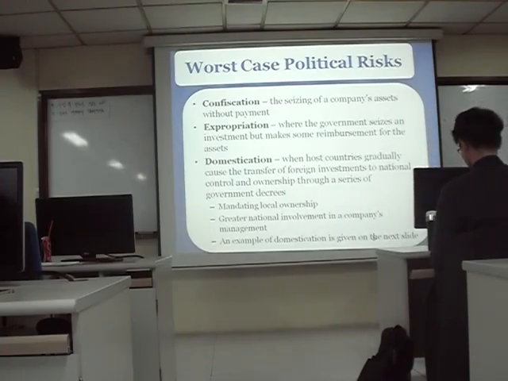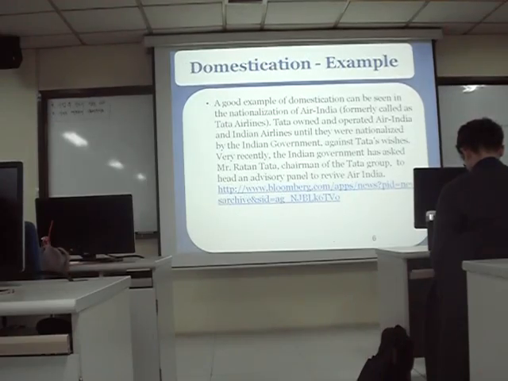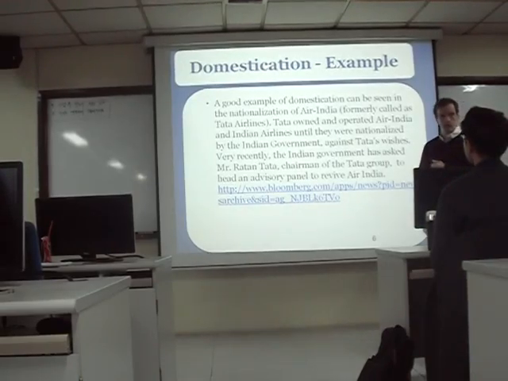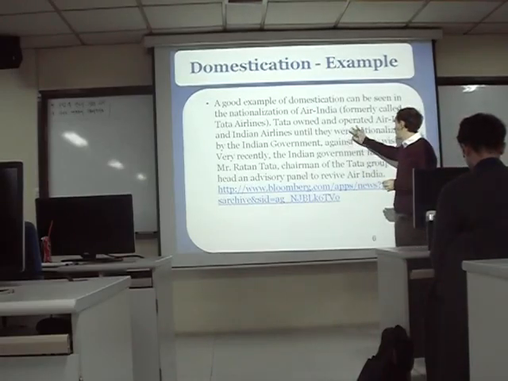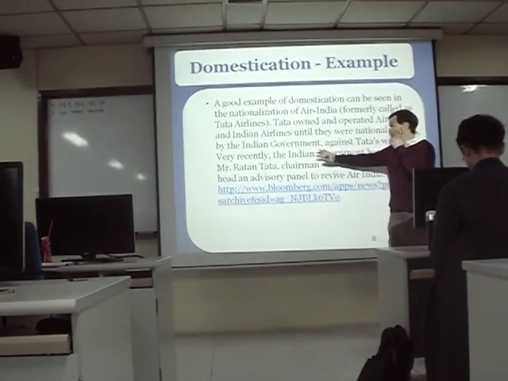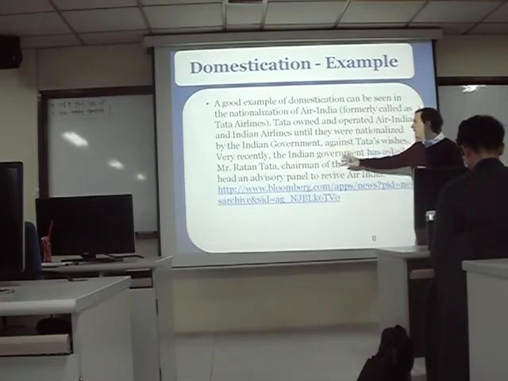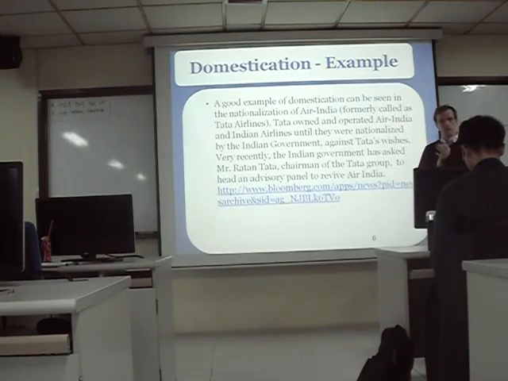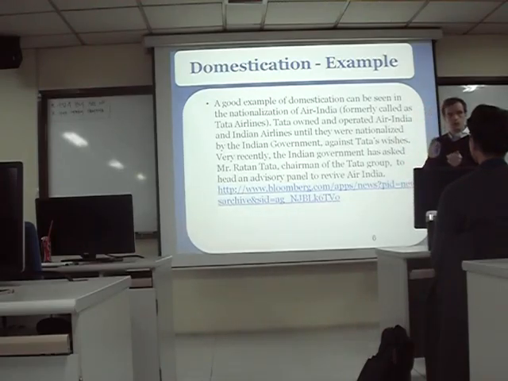So we look at an example of domestication on the next slide. So the nationalization of Air India. Often industries the government can nationalize is some transport industry or telecommunications industry, something which is important for the infrastructure in the country. So Tata was a private company which owned and operated Air India and India Airlines until they were nationalized by the Indian government against Tata's wishes. So the new government in India, they said, we want to run the airline. Okay, the government wants to own the airline, so we're taking the airline, buying the airline, against your wishes. Okay? So that can happen.